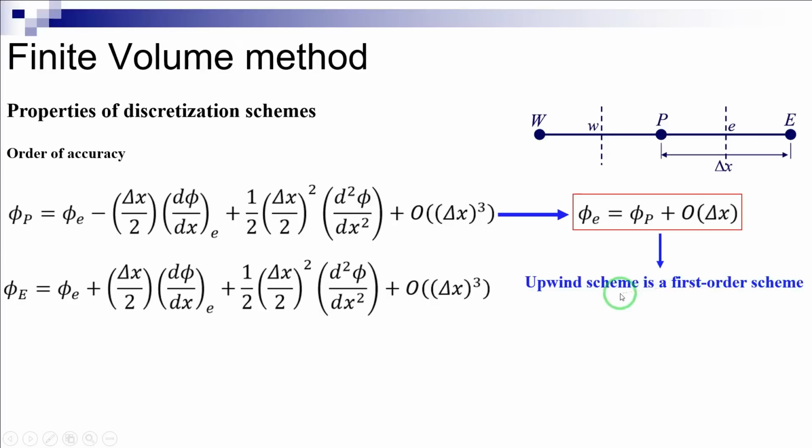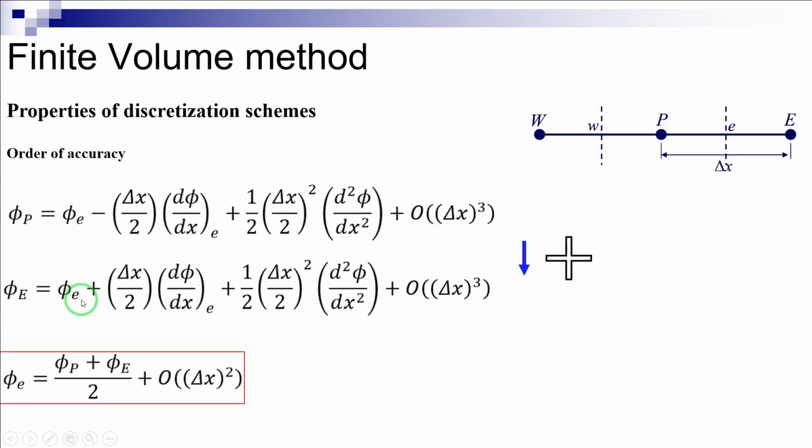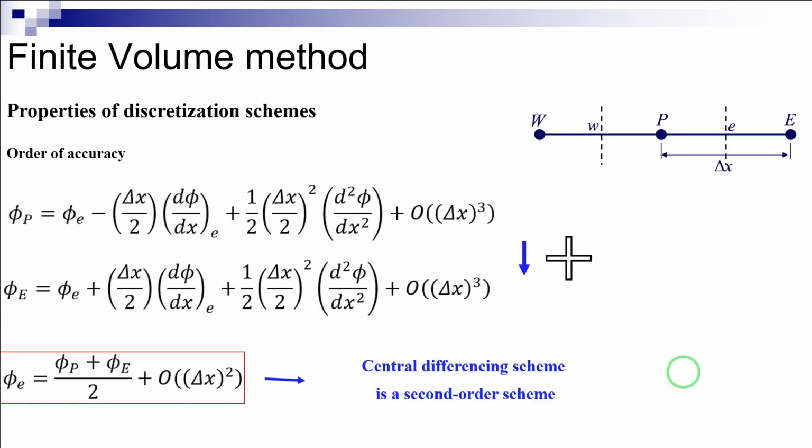Adding up these equations and dividing both sides of the resultant equation by 2, we are going to have the following equation. Therefore, it is observed that the central differencing scheme has a second order truncation error. It can be shown that if the order of truncation error in the discretization of the convective term is odd, we are going to face a problem called numerical diffusion or false diffusion, which I will be covering more later on in this video.